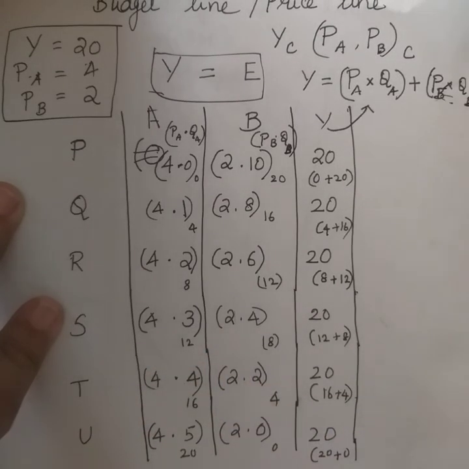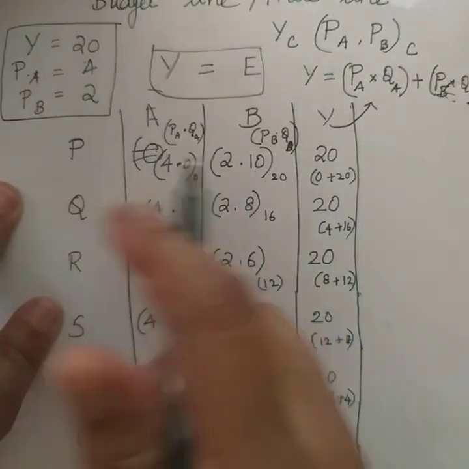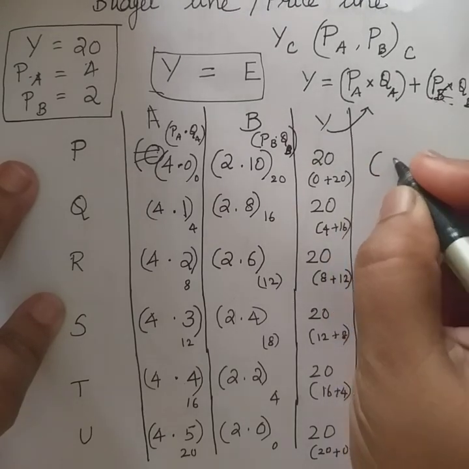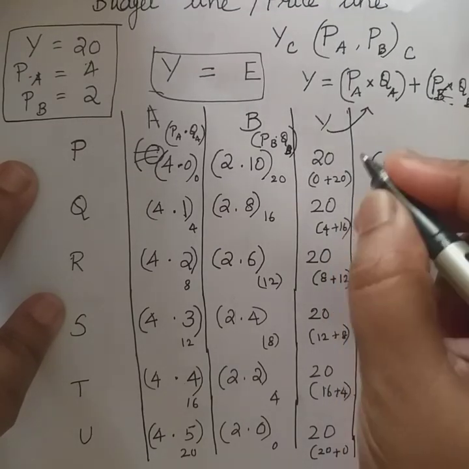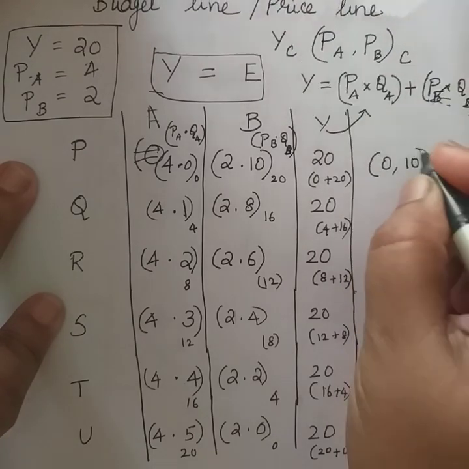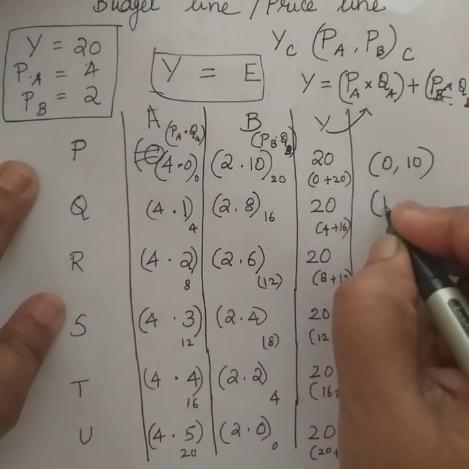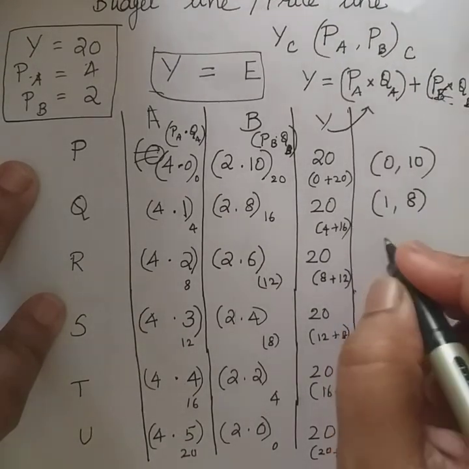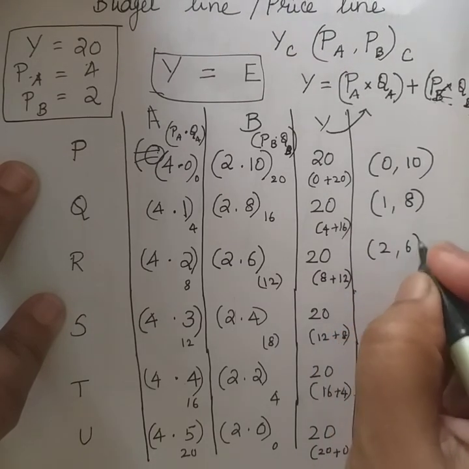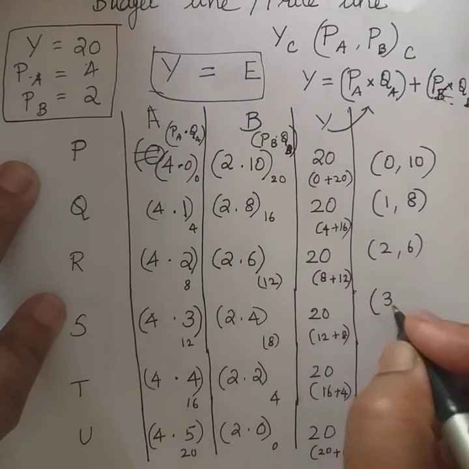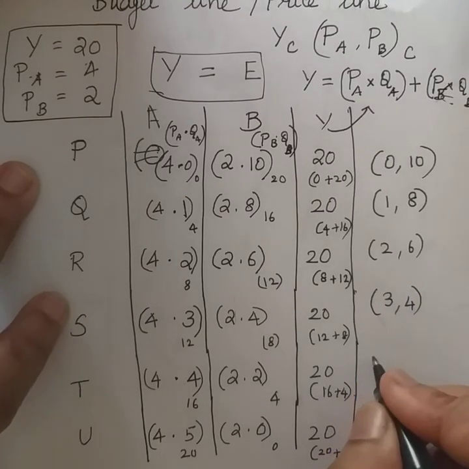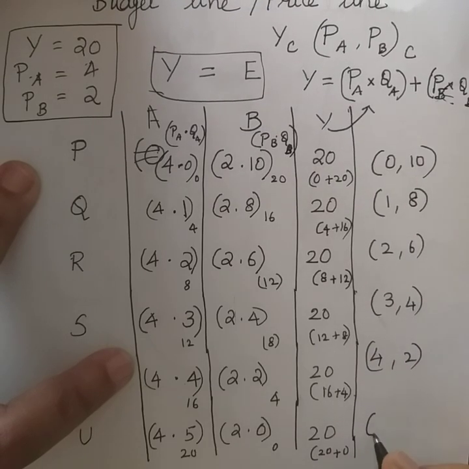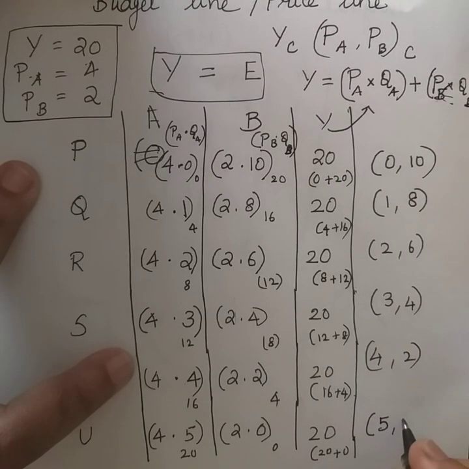The combinations that you see here, the extreme case. What is the extreme case? Over here, it is nothing of A and 10 units of B. And over here 1 of A and 8 units of B. Then this is 2 and 6. Here it is 3 and 4. And then the next one is 4 and 2. And the last combination is 5 and 0.